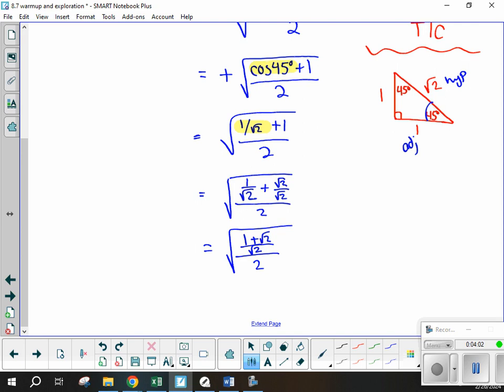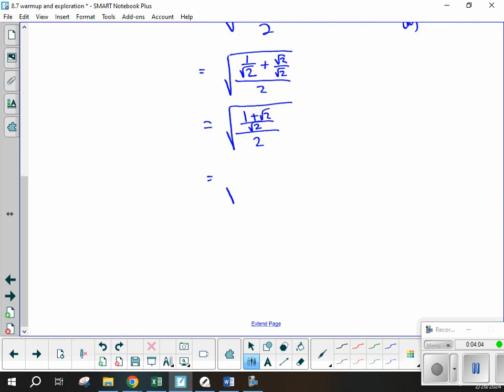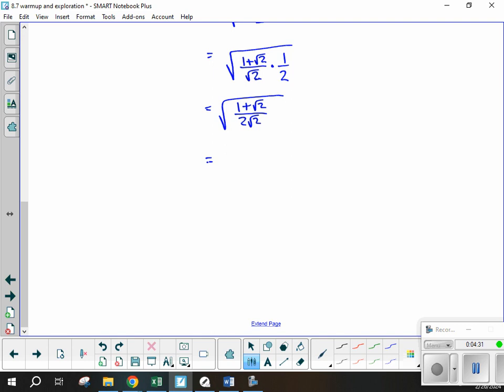Okay, and then I'm going to do a little keep change flip. So I've got 1 plus root 2 over root 2 times, instead of divided by 2, I'm going to multiply by 1/2. That puts me here. Multiply across, so I've got 1 plus the square root of 2 on the top, 2 times the square root of 2 on the bottom, and I have a square root on the bottom, so that needs rationalized. Let's multiply everything inside here by root 2 over root 2. This is my rationalizing step.